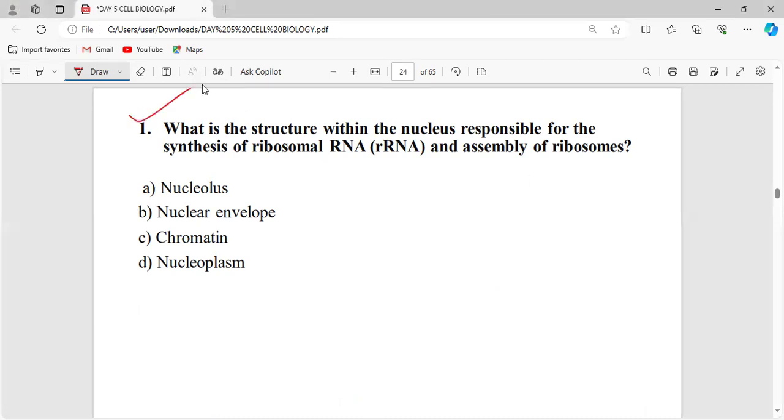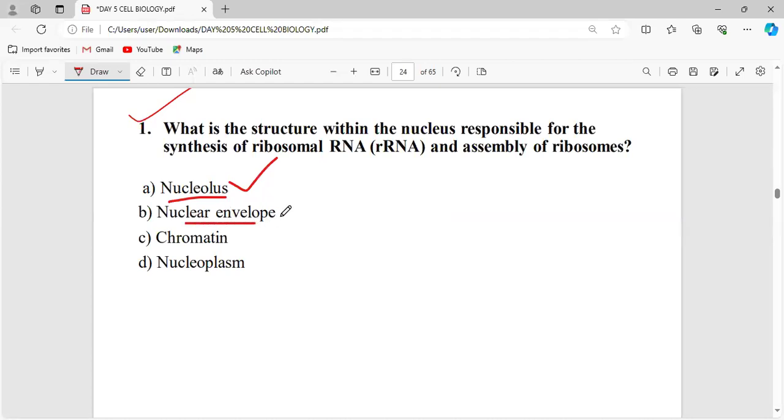They are a consolidation of all the cellular organelles and their function. Your first question is, what is the structure within the nucleus responsible for the synthesis of ribosomal RNA, that is rRNA, and assembly of ribosomes? Of course, the site of ribosome synthesis will be happening only in the place called the nucleolus that is present within the nucleus.